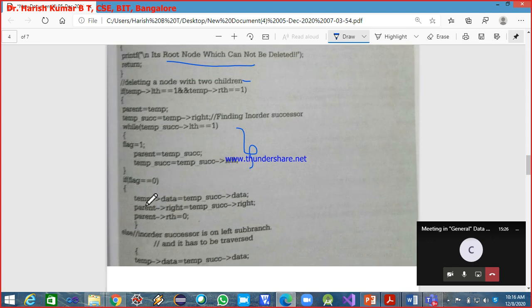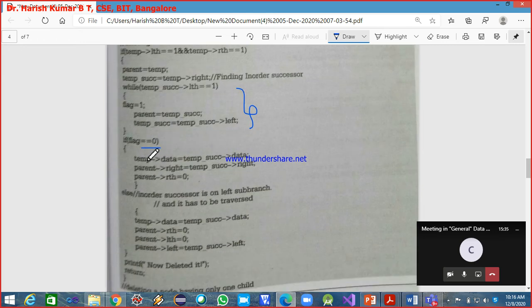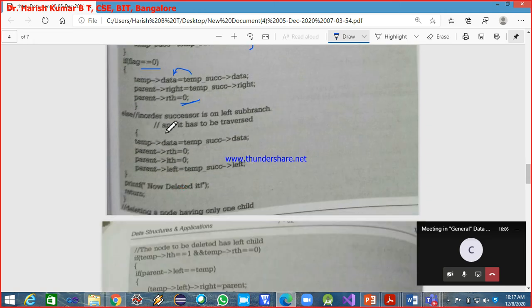Similarly, if there is no left child, so if flag is equal to 0, then you go for, I think the other day I wrote the tree also for explaining this. Then you make temp arrow data equal to temp successor arrow data. This is the replacing we do. The other day I explained it. So replacing the data field of the temp node with the data field of the temp successor, and then parent arrow right is equal to temp successor arrow right. And then make parent arrow RTH equal to 0.